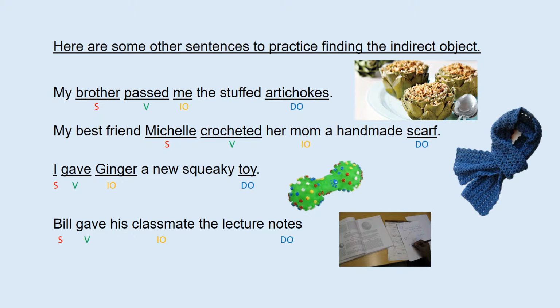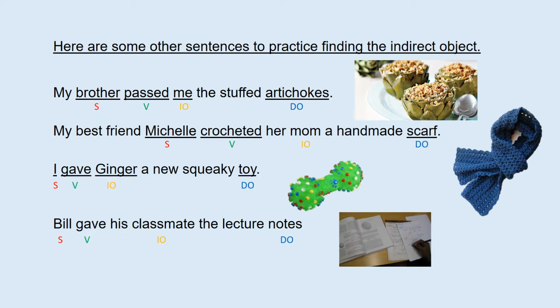What is my brother doing? Or what has my brother done in this case? My brother passed. We have to figure out now what my brother passed. So my brother, the subject, passed, the verb, something. Well, we know it's going to be a noun. So let's see if we can find the nouns in this sentence. There are two other than my brother, me and artichokes.